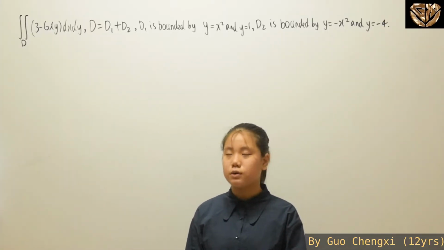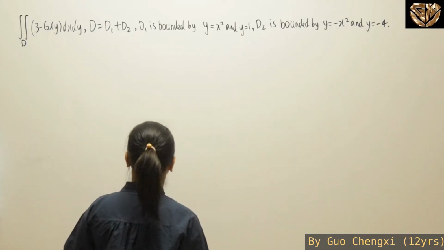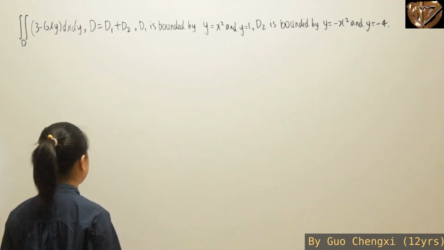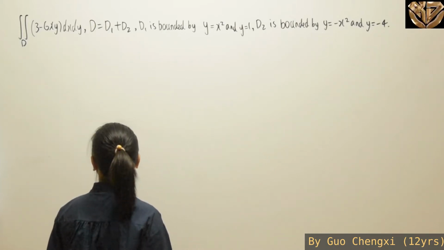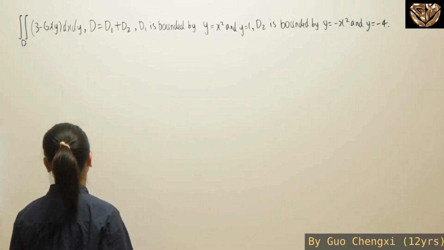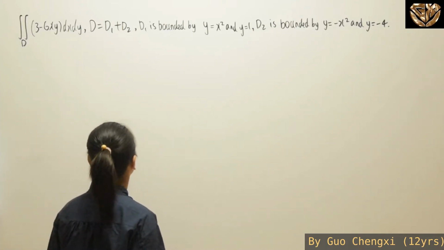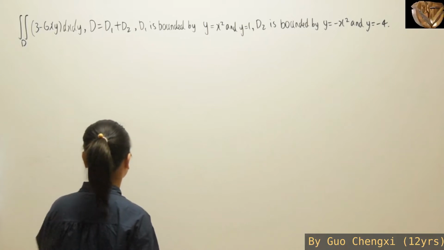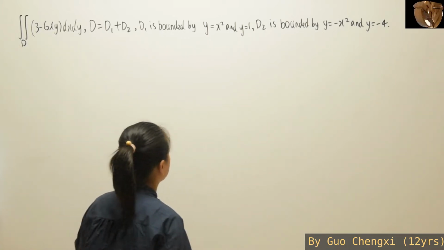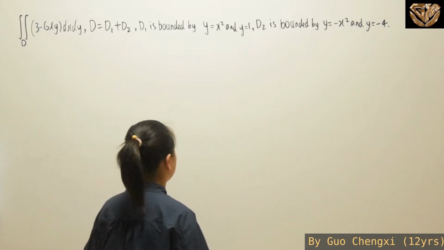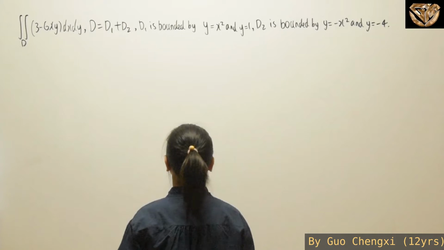For this lesson, we'll be continuing on with another lesson for techniques and applications for definite integration. For this lesson of definite integration, we're going to have the double integral over D of (3 minus 6xy) dx dy. D is equal to D1 plus D2 because there are two enclosed areas bounded that we have. That's why we have the D1 and D2.